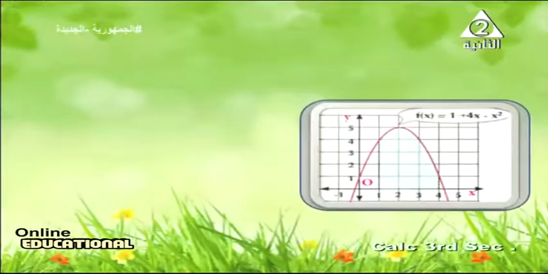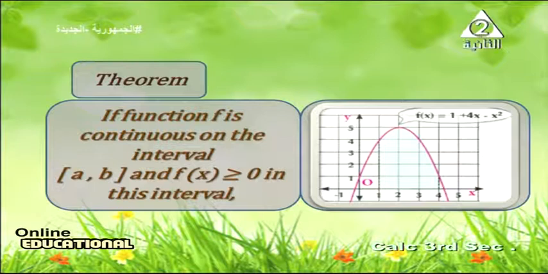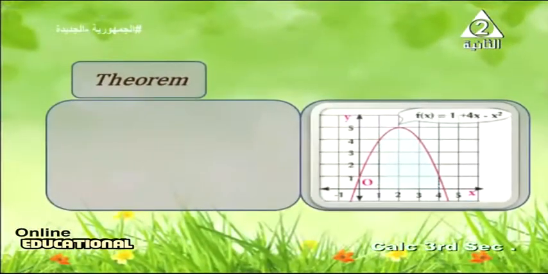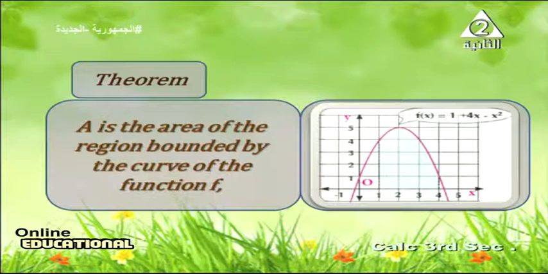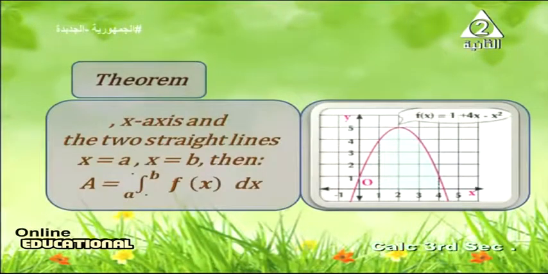To get this area, we have a very important theorem. If function f is a continuous function on the closed interval a and b, and f of x, or the value of y of the function f of x, is bigger than or equal to 0 in this interval, and A is the area of the region bounded by the curve of the function f, the x-axis and the two straight lines x equals a and x equals b (in this graph, x equals 1 and x equals 4), then the area equals the definite integral of f of x dx from a to b.